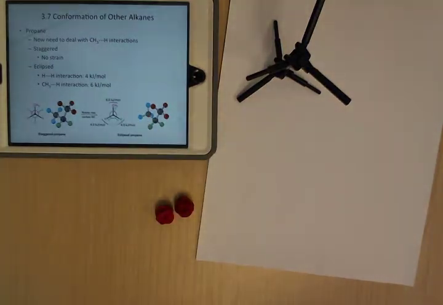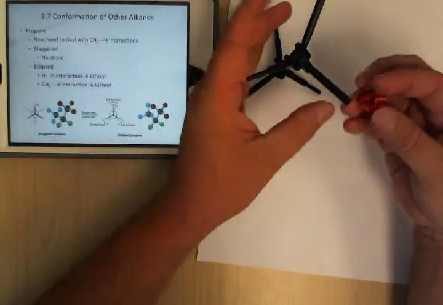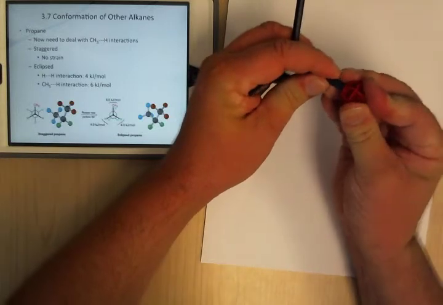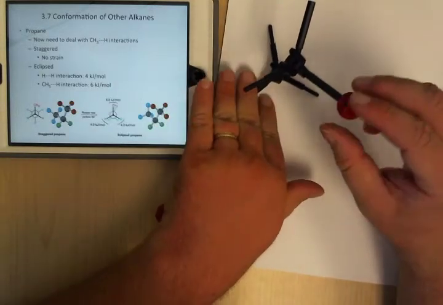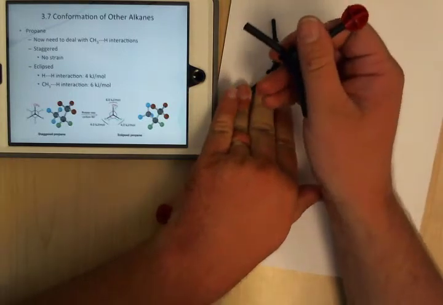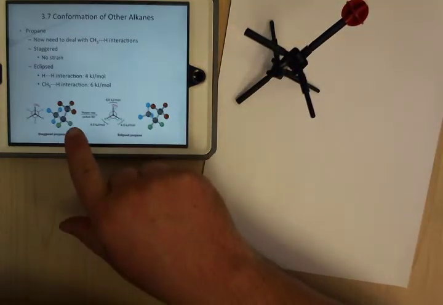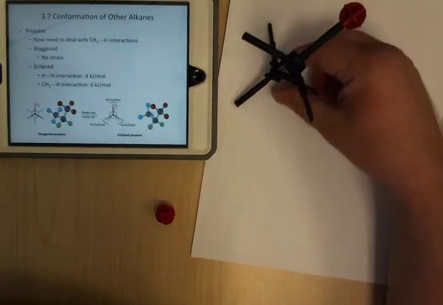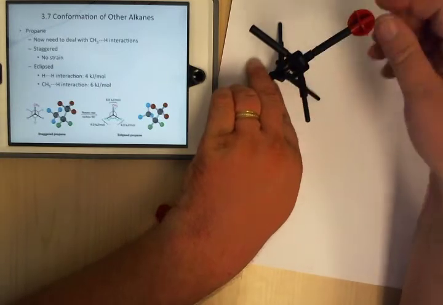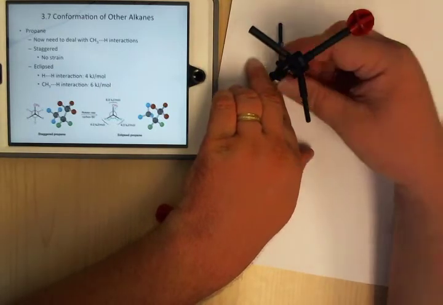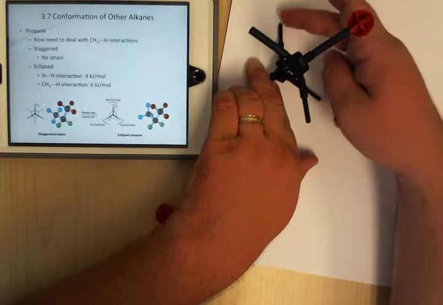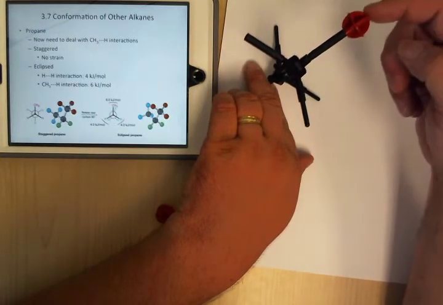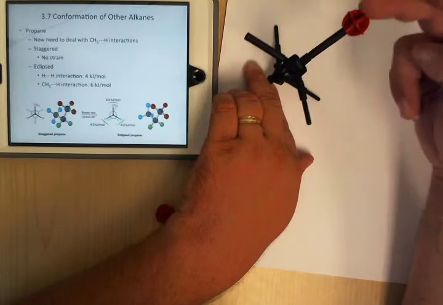But let's add propane. Let's add a propyl group to it. Here I'm going to use the red balls, just so it's a little easier to see. Let's put a methyl group on here. It's going to be a lot larger than a hydrogen, swinging around out here. But when it's staggered like this, this methyl group is still small enough that we don't have to worry; there's no strain between them.